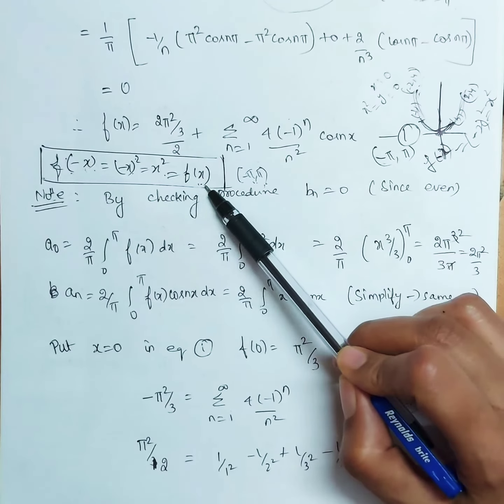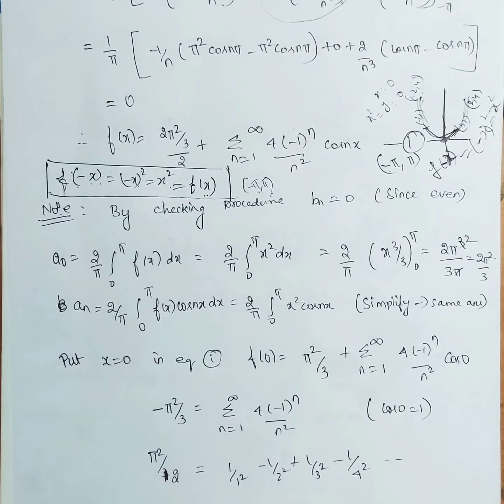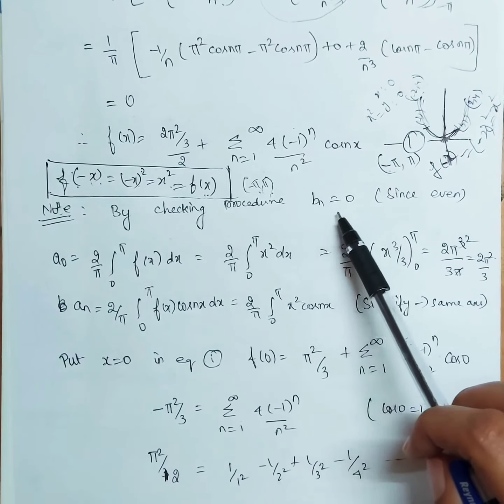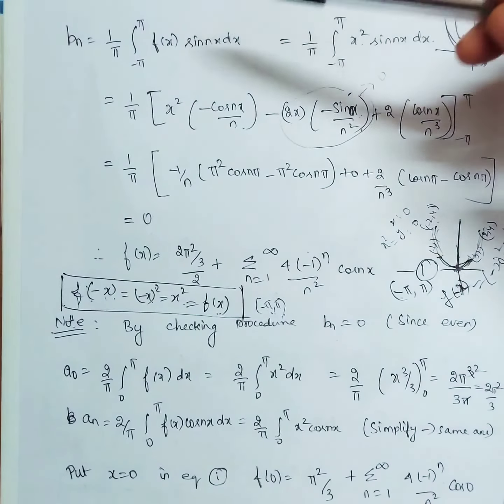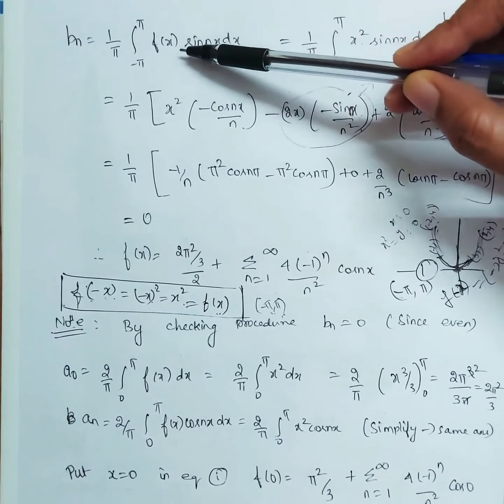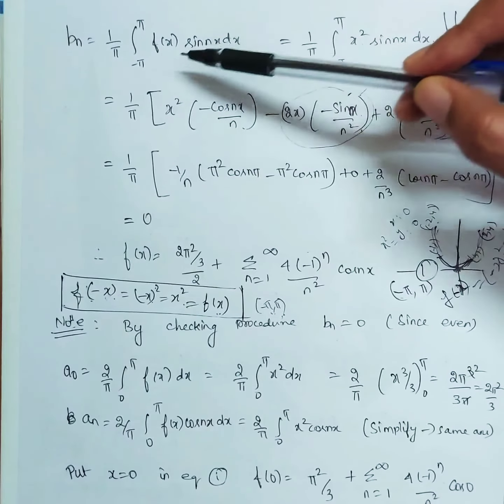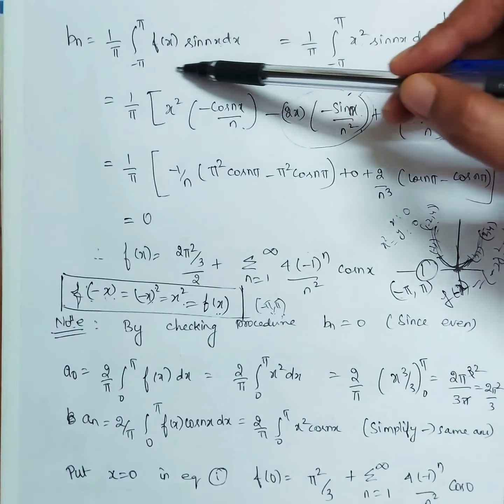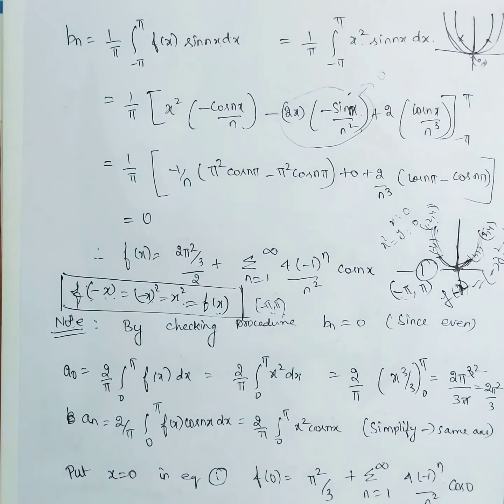So what will happen when the function is even? Then Bn will become 0. If we know that the function is even, then Bn will become 0. Why so? If you see the formula for Bn, here it is: f of x sin nx. This function f of x, x square, is even. Sin is odd. Even function into odd function, this combination overall is odd. Any odd function integrated in the interval minus a to a or minus pi to pi is 0. No need to even calculate. Even if I calculate, I will get 0.